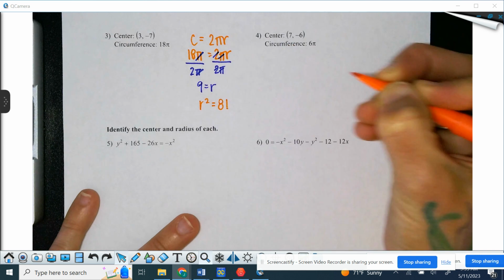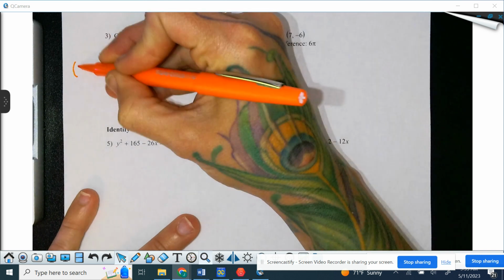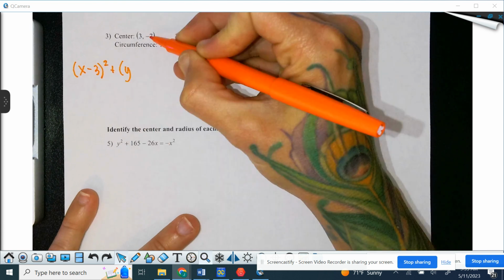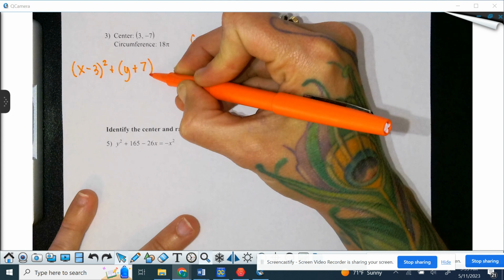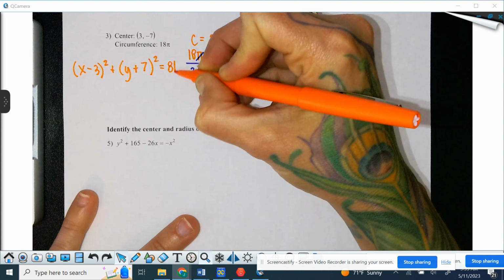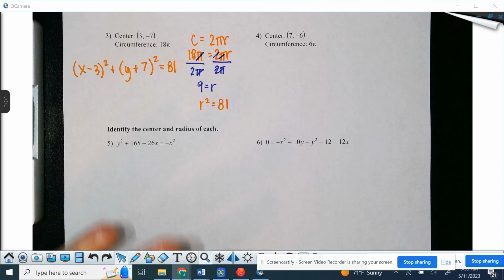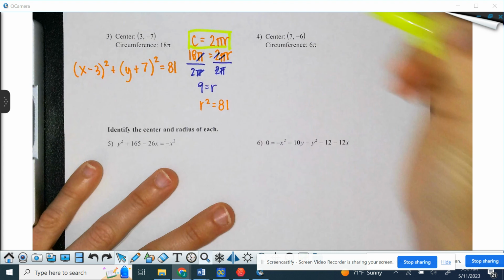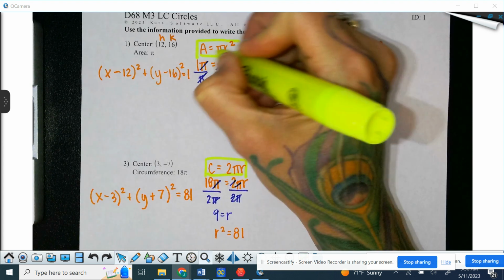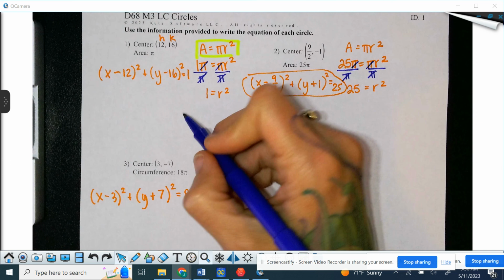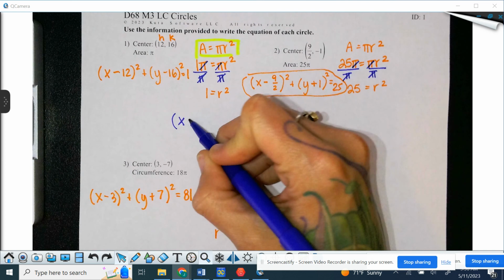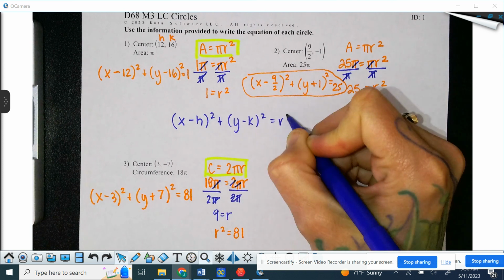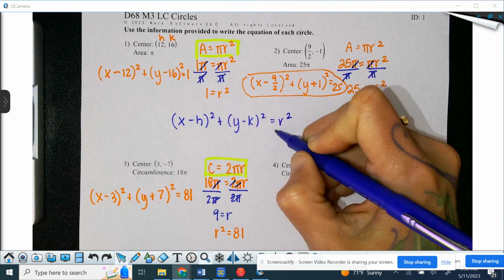We have our center, so that's x minus 3 because it's a positive 3 squared plus y, so minus 7, so that's going to become a positive 7 squared equals 81. So again, the big call out, and I feel like I've been teaching factoring this morning, so this feels way too easy. Remember, the circle equation is x minus h squared plus y minus k squared equals radius squared. Call out being radius squared, and h and k is your center.